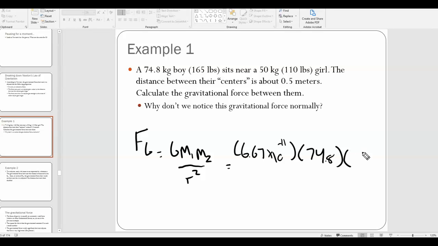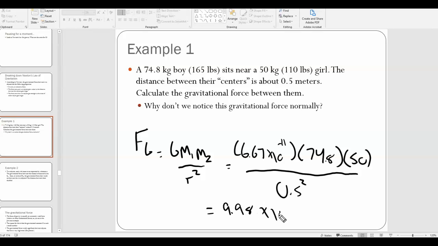Let's say the boy is mass 1 and the girl is mass 2, and then we divide by the distance between them squared. Make sure you don't forget to square the distance. I'm typing this into my calculator. I'm having some trouble loading it. There we go. 74.8 times 50 divided by 0.5 squared, and I get 9.98 times 10 to the negative 7 newtons.